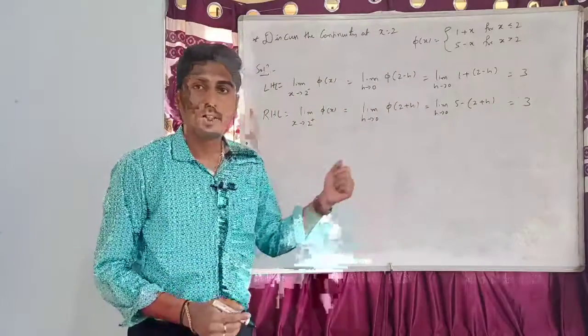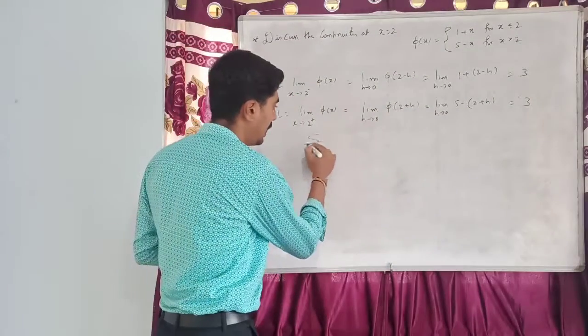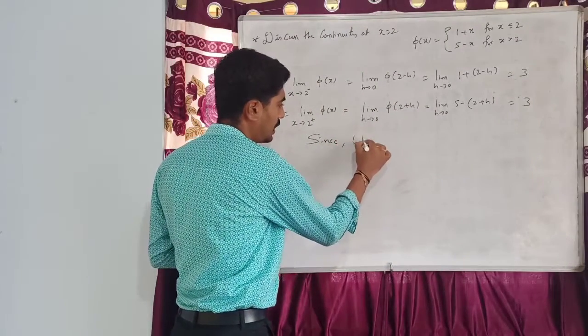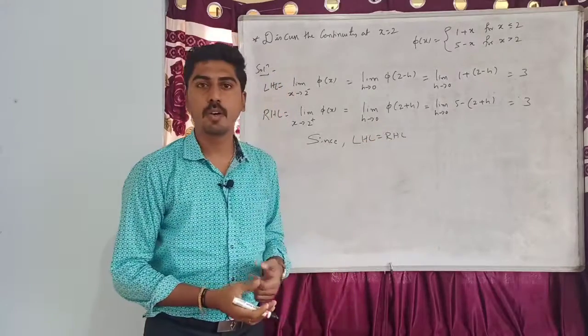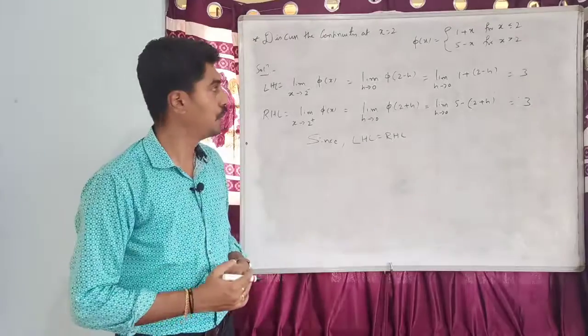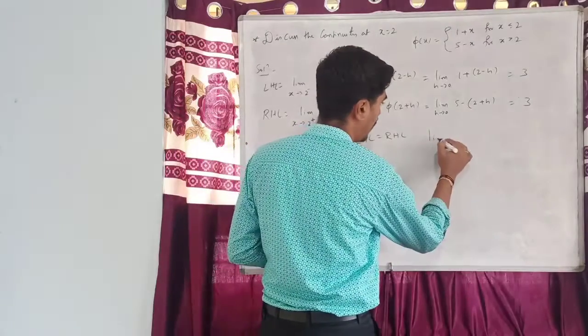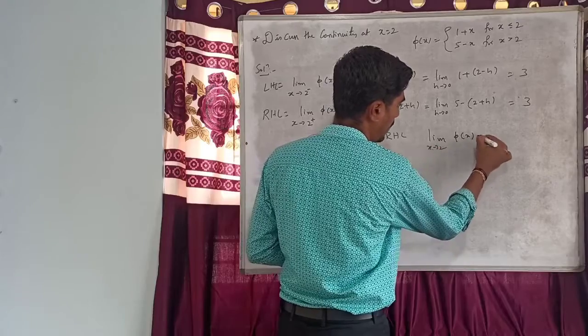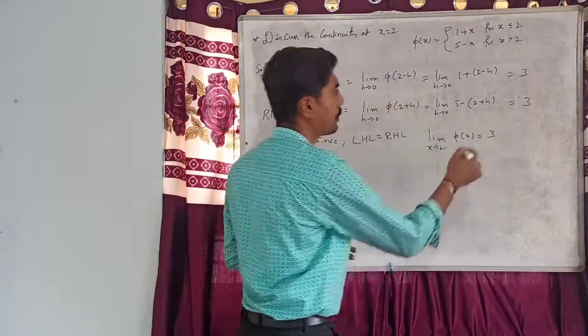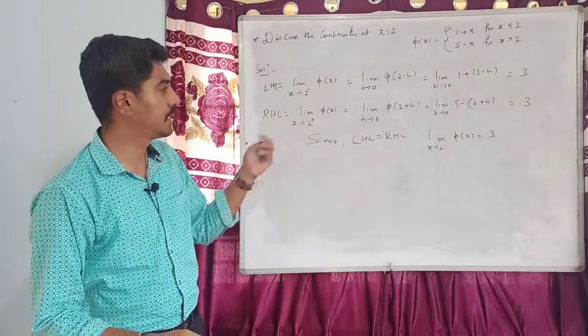Okay. Since LHL equal to RHL, limit of phi of x exists as x tends to 2. Limit of phi of x as x tends to 2 is equal to 3, the common value of LHL and RHL.